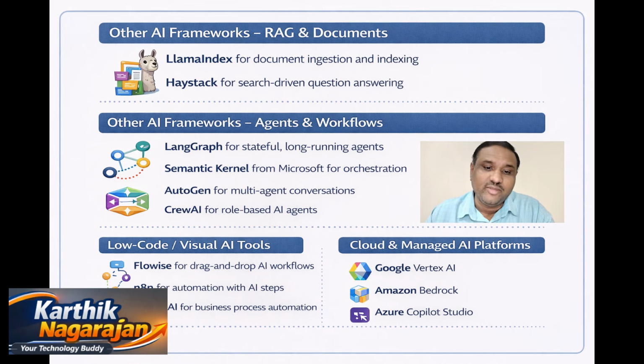The other AI frameworks for RAG and documents: we have LlamaIndex for document ingestion and indexing. Ingestion is pulling in all those documents, converting them into vector format, and then creating a FAISS database, all those things. That is the embeddings and all those. Now the next AI framework for RAG and documents is Haystack. Haystack is mostly used for search-driven question answering.